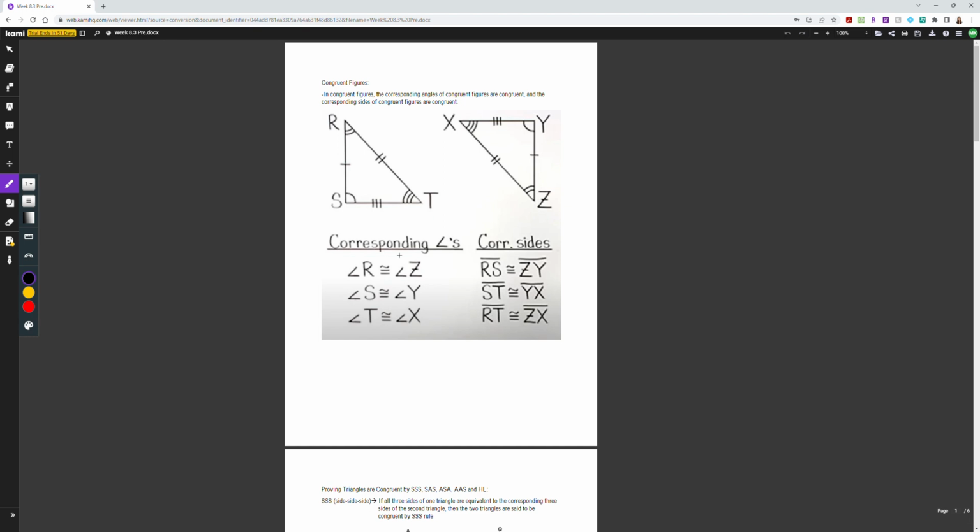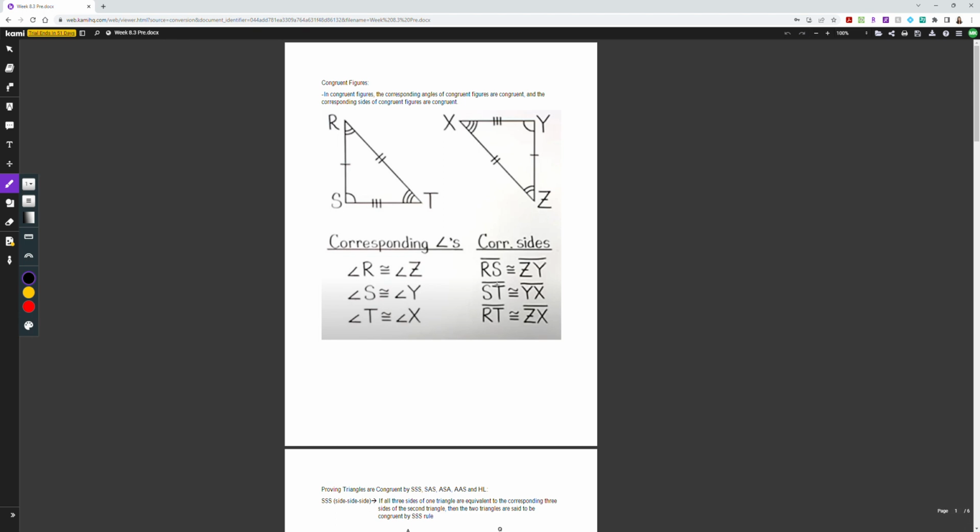Let's look at the corresponding angles. It's all labeled for us already. Angle R is congruent with angle Z. Angle S is congruent with angle Y. Angle T is congruent with angle X. Because these are all congruent, we know that the two triangles are congruent, if we weren't told that the triangles were congruent.